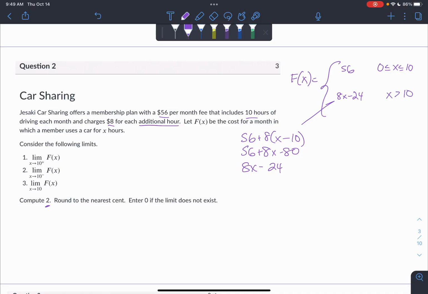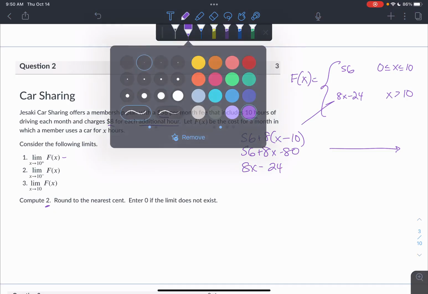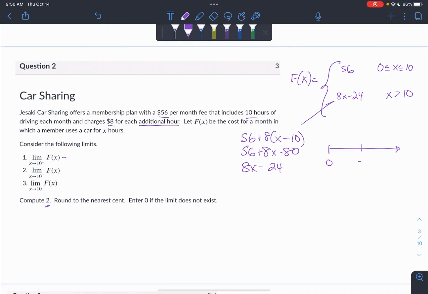Okay, so for the first part, when we want to evaluate the limit coming from the right, if you visualize a number line like this, maybe more like this, right? We have a starting point of 0, then 10. So when x is between 0 and 10, it takes on this part of the function. And then when x is greater than 10, it takes on this part of the function. So when we're coming from the right towards 10, we want to look at the second part of the function.